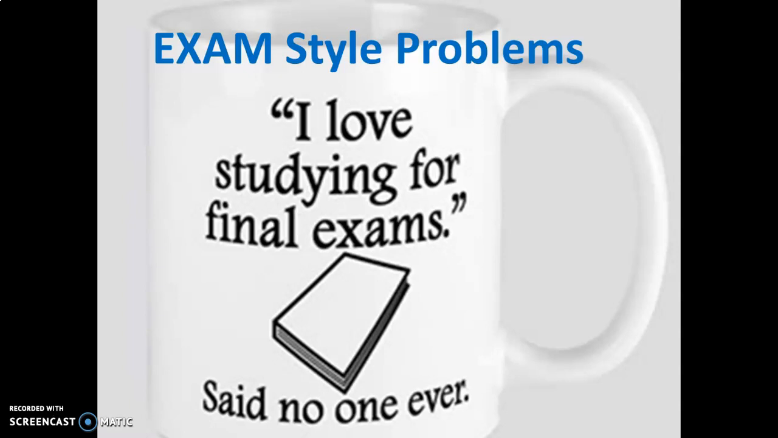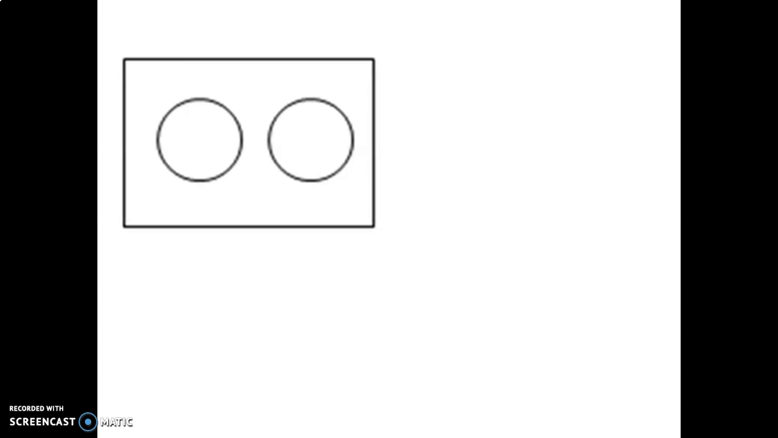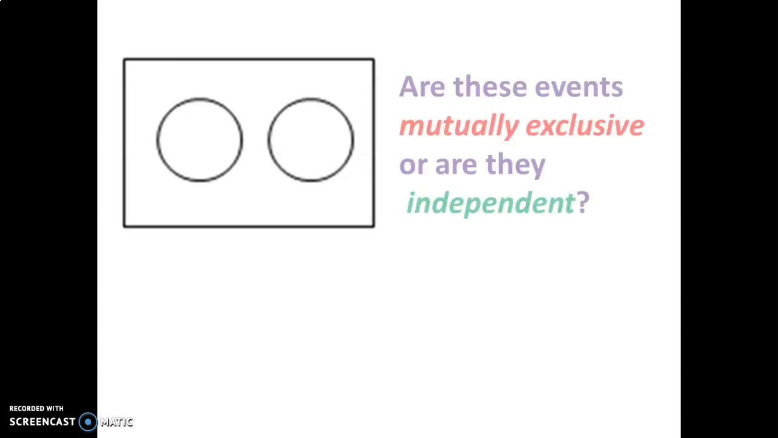Let's take a look. First of all, important idea. Looking at this Venn diagram, please answer: are these events mutually exclusive or are they independent?